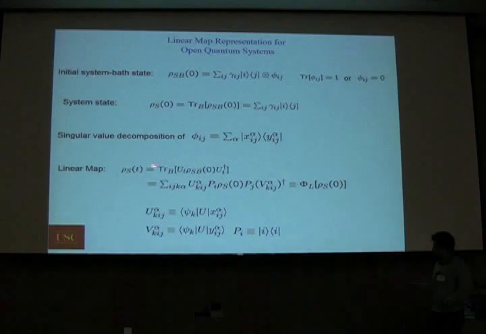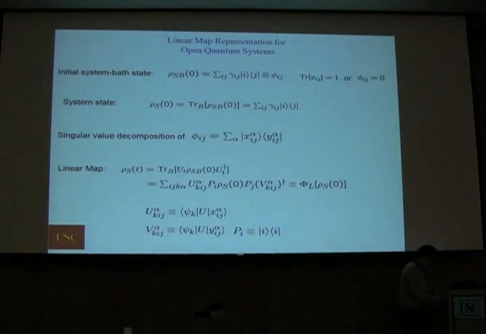The trick that I take is that I consider the singular value decomposition of these bath operators phi_ij. If I do that, I can come up with this nice formula. As you can see, the initial state of the system, rho, appears in between, and the pi are just projectors, and U and V are operators that are just a function of the unitary evolution of the system and bath, and the bath operators. As you can see, this relation has a linear form. It means that I start from this initial system-bath state and come up with a linear map that maps the initial state of the system to the state of the system at time t.